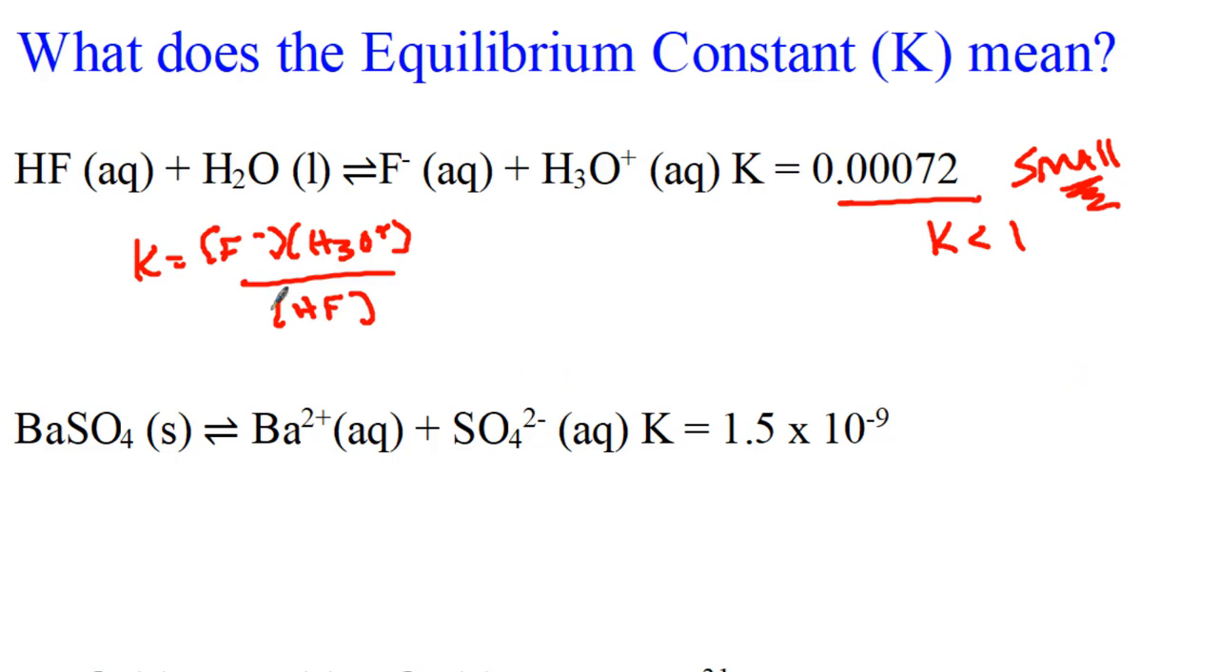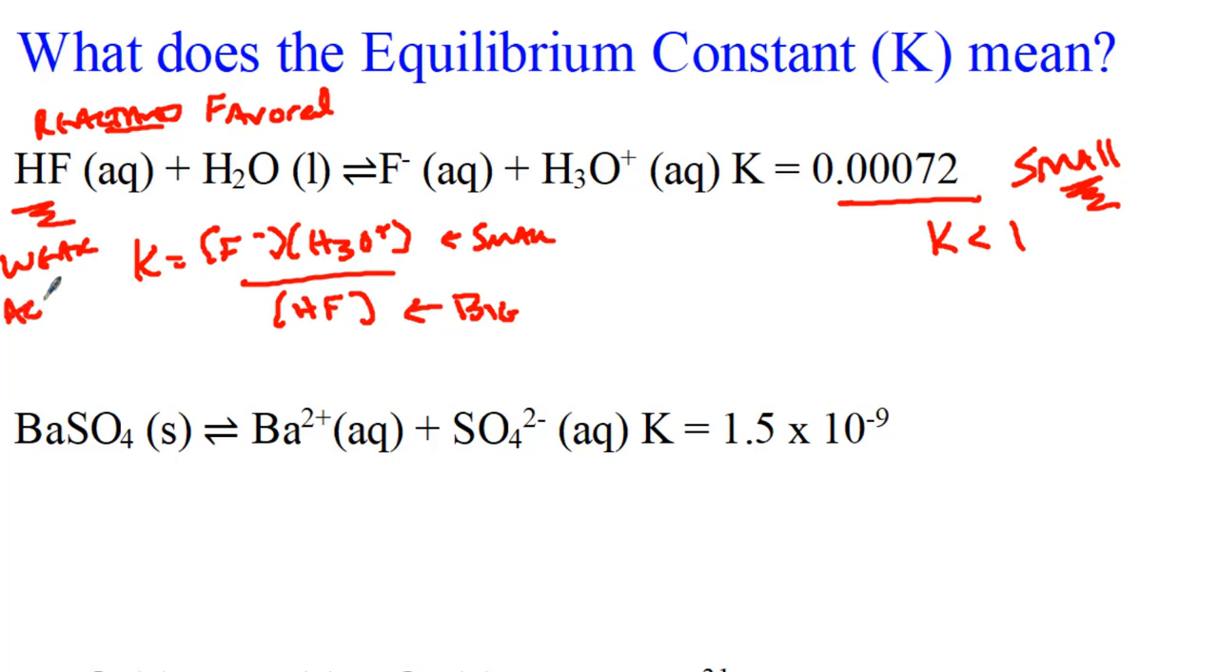So if the K is less than 1, what does that mean? Which is bigger, your numerator or your denominator, if your K is really small? That means your denominator must be really big comparatively, and your numerator has to be really small, which means this reaction stayed over here at the reactants. It did not go to the right to the products. It stayed to the left. The reactants are what we call favored. And think about it, HF is a weak acid. Weak acids do not dissociate, do they? They stay HF. So that confirms something we've learned before in acids and bases.